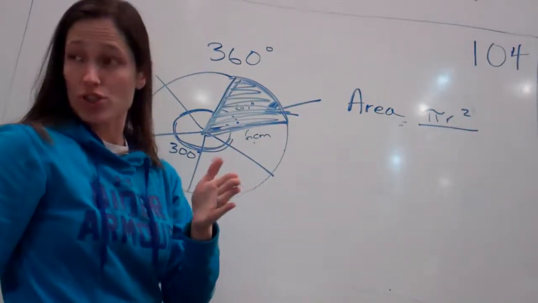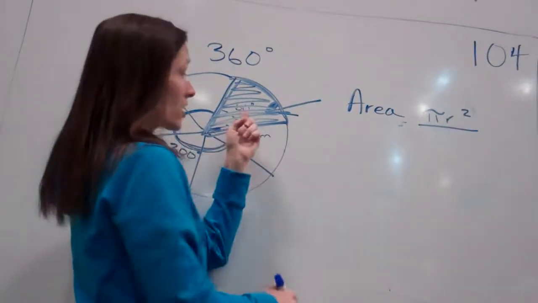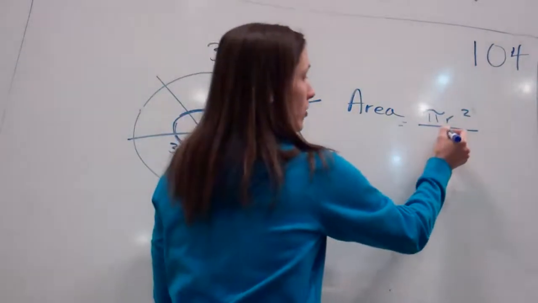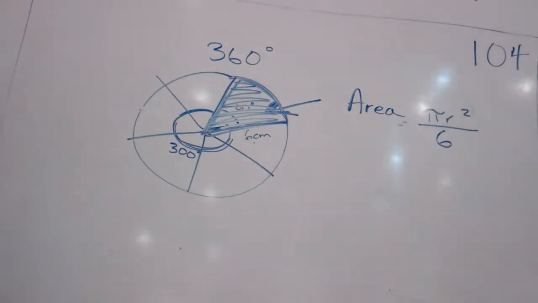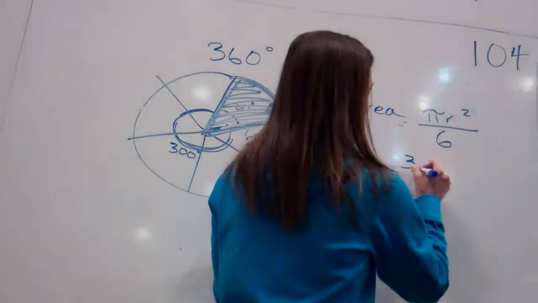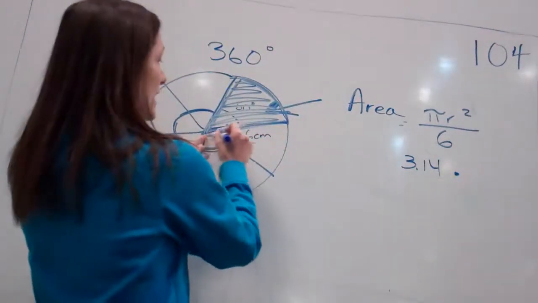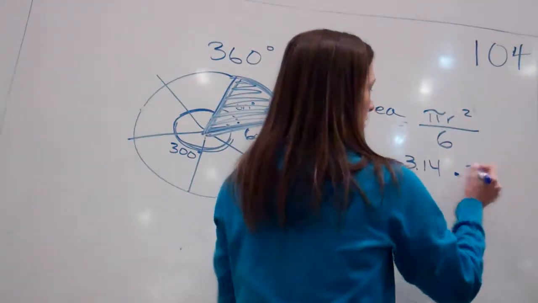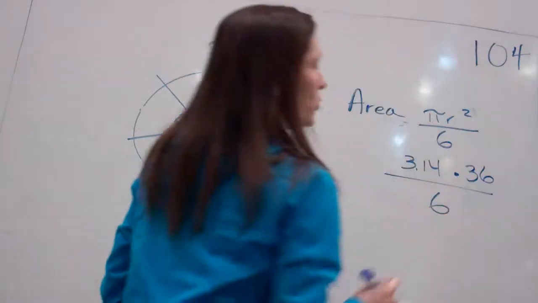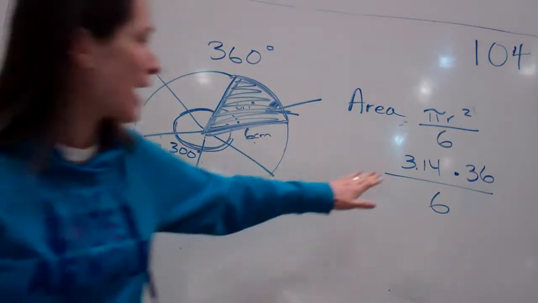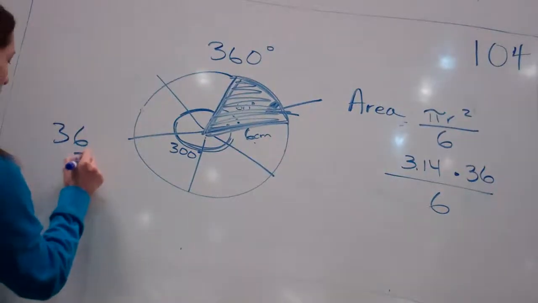Does everybody understand how we got that? 60 degrees is 1/6 of 360. So guess what? We're going to divide by 6. Does everybody understand? Then you just insert your numbers like normal. 3.14 times my radius was 6 centimeters, so 6 times 6 is 36. And then I'm going to divide the full answer, 3.14 times 36, by 6.